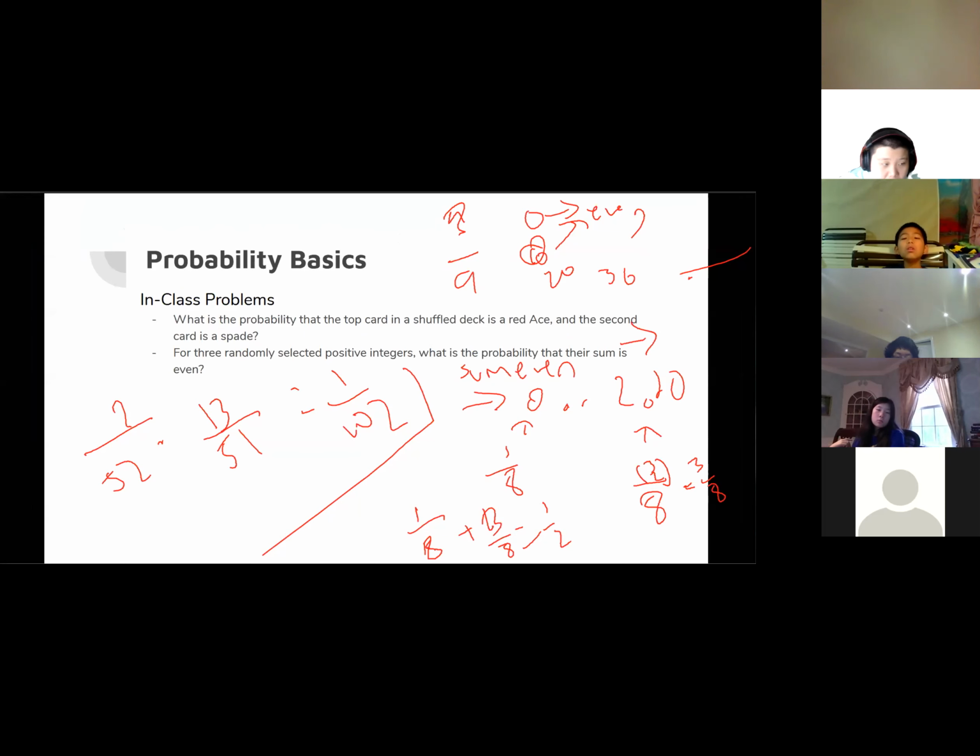Does anyone have any questions about anything from counting or probability? Or does anyone not understand any specific parts? I know some people had issues with stars and bars earlier. So, does anyone have any questions?